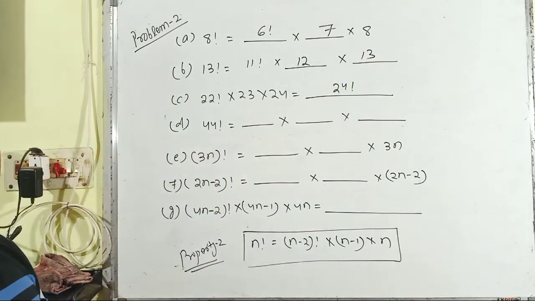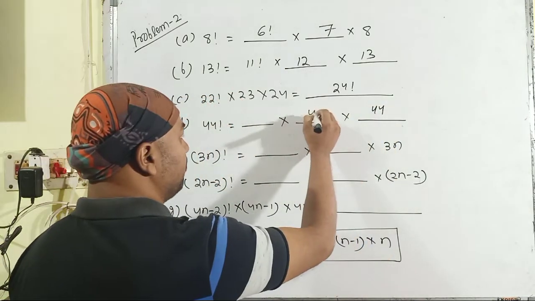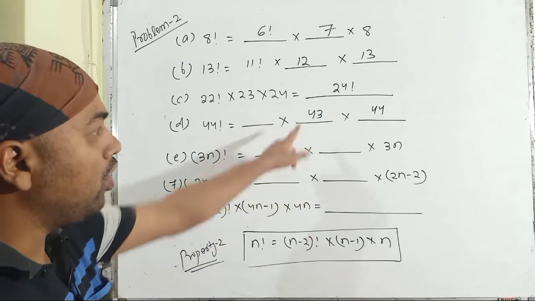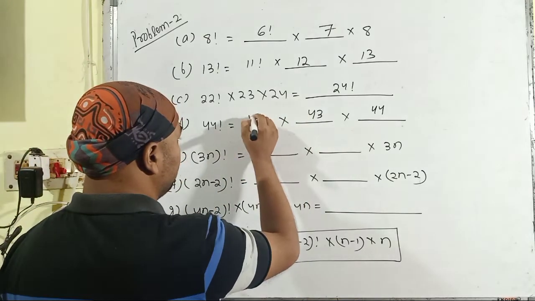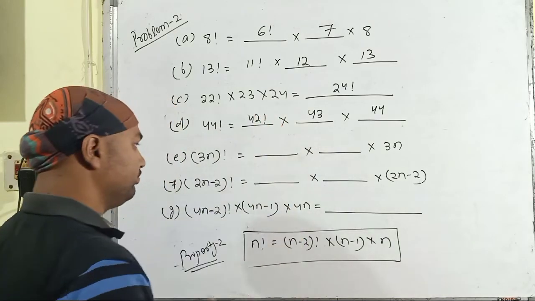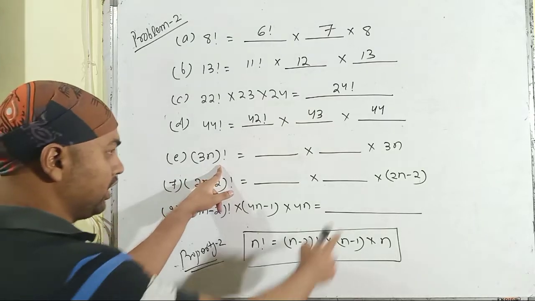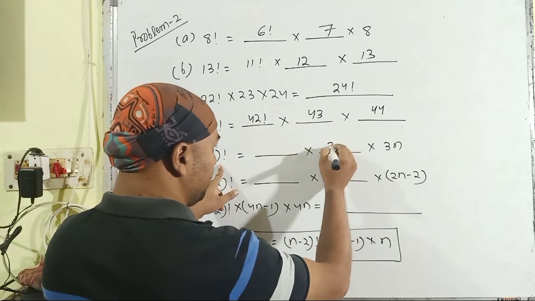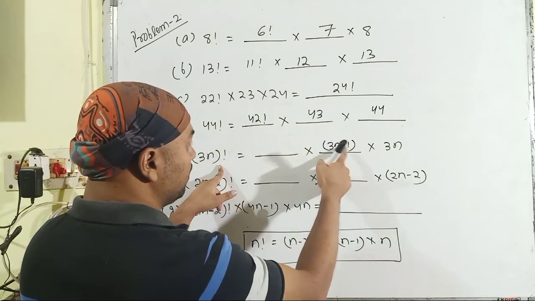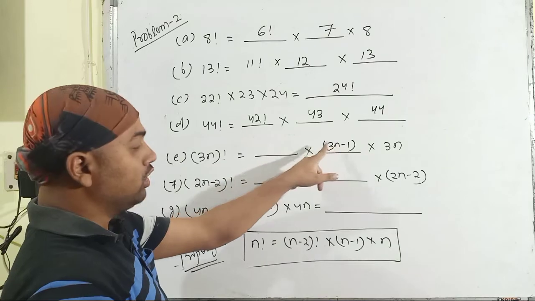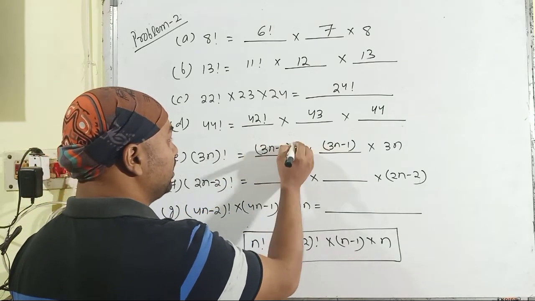Then 44 factorial can be expressed as the multiplication of 44, then its previous term 43, then factorial of the previous term of this previous term, that means factorial of 42. Then 3n factorial can be expressed as 3n, then its previous term 3n minus 1, then the factorial of the previous term of 3n minus 1, which is 3n minus 2, and its factorial.